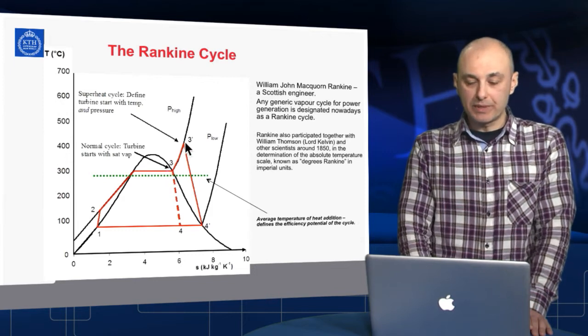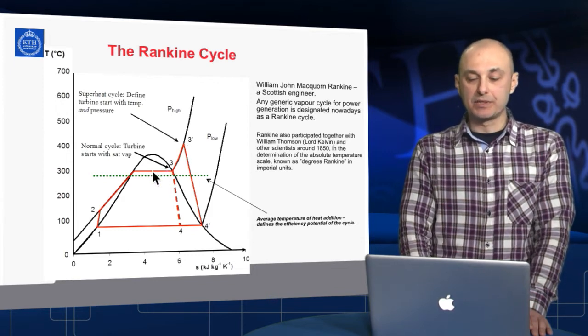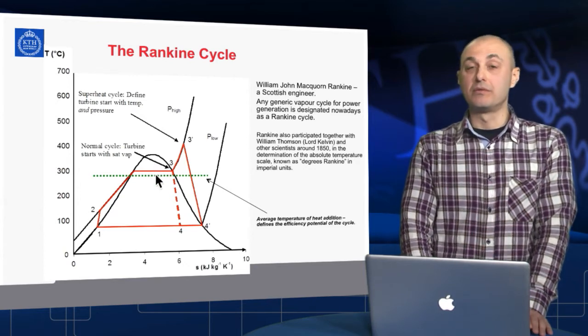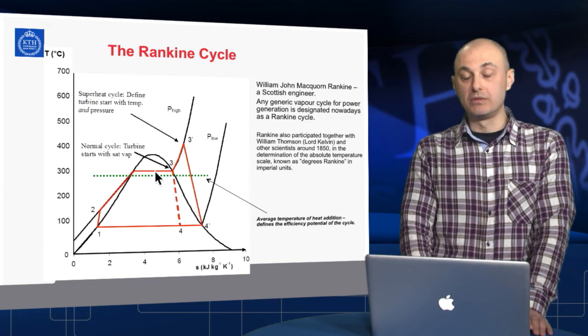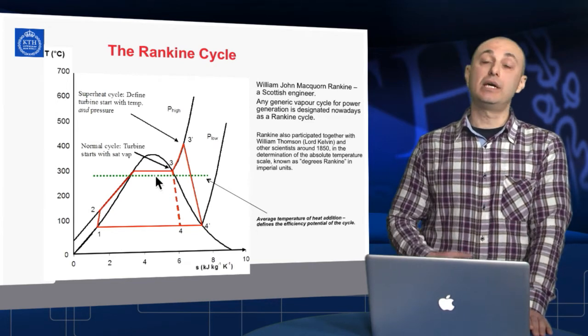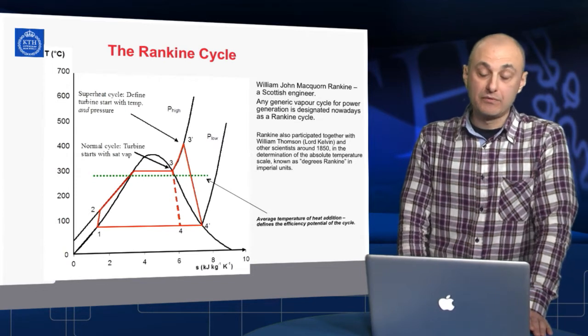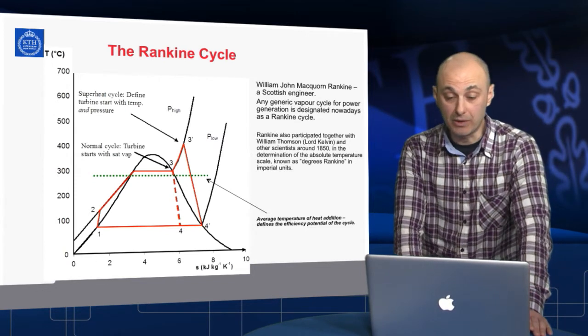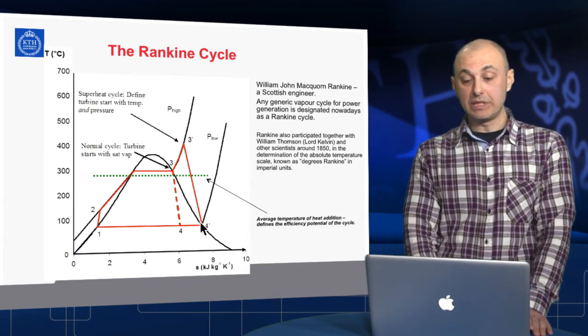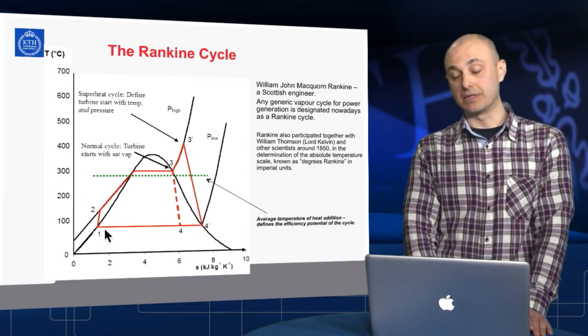Again, the more we superheat and the higher pressures we choose to work with, the average temperature of heat addition would increase. And the more we increase that, the higher potential we will have for converting the heat into power. At the same time, what we do in the condenser is also important.